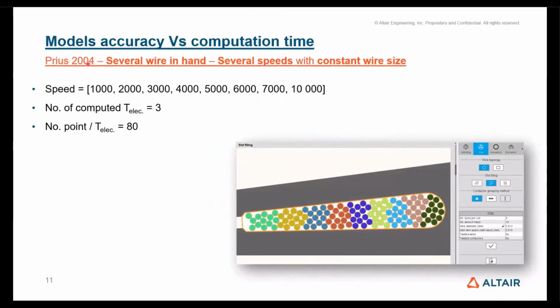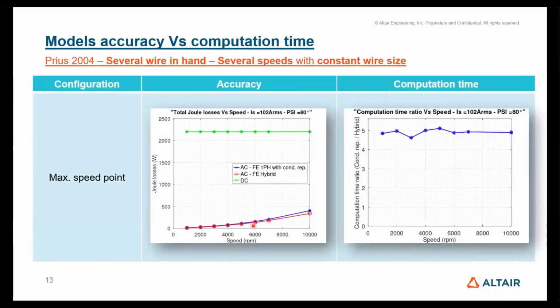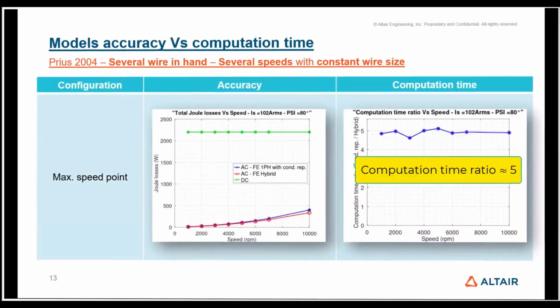Now we have a case with several wires in hand, several speeds and constant wire size. And we see for the base speed configuration, the results match pretty well with a computation time ratio of 5. We obtain relatively the same result for the max speed.